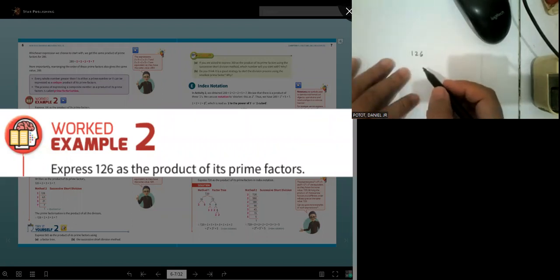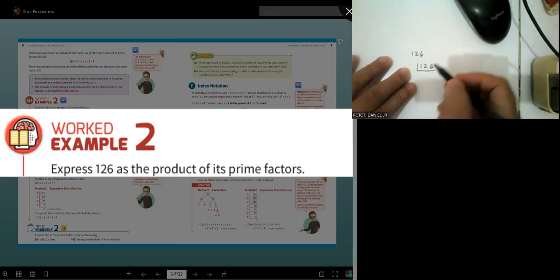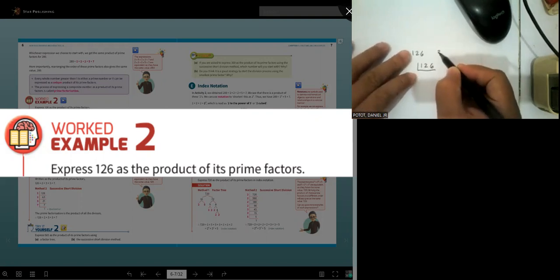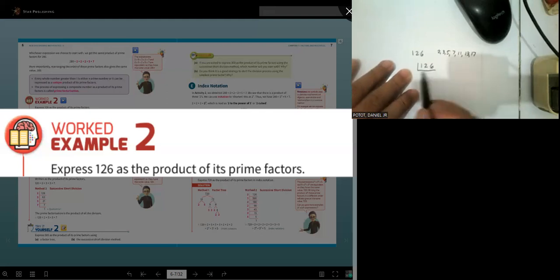Again, what do you need to do? You can divide this successively. You just need to think of the prime numbers 2, 3, 5, 7, 11, 13, 17. Which of these numbers can divide 126? 2 can divide 126. So 126 divided by 2 is 63.